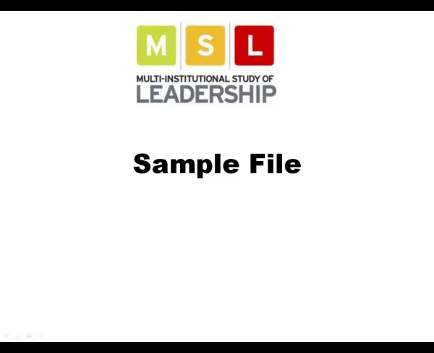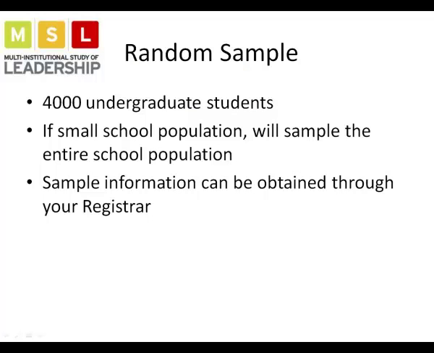And now let's go into more detail about your sample file. The random sample is made up of 4,000 undergraduate students. If your school population is less than 4,000, then we will survey the whole population. You can draw the random sample yourself, or you have the option of giving your entire population to SSG, who will draw the random sample for you. If you're not sure where to get the information on your students for the sample file, we recommend going through your registrar.